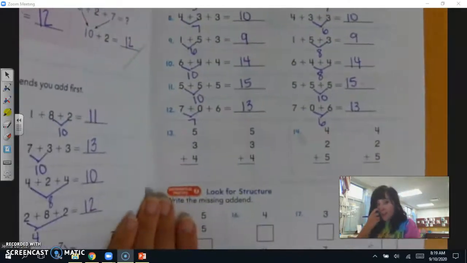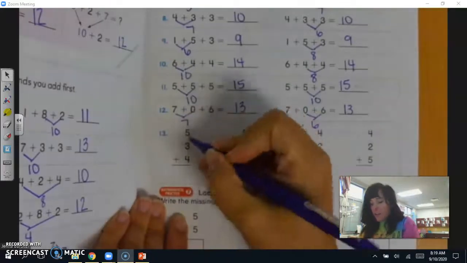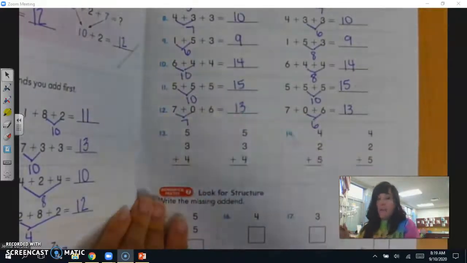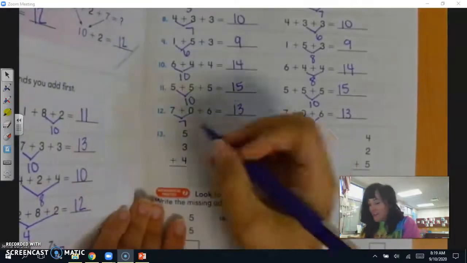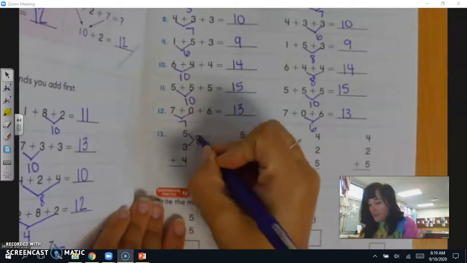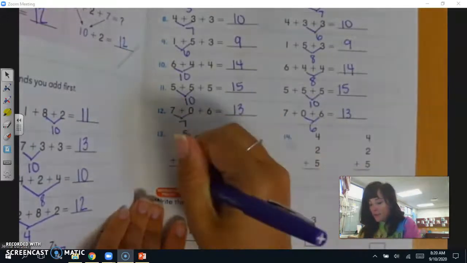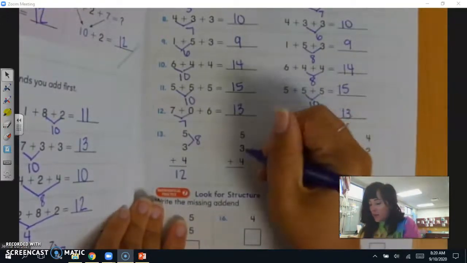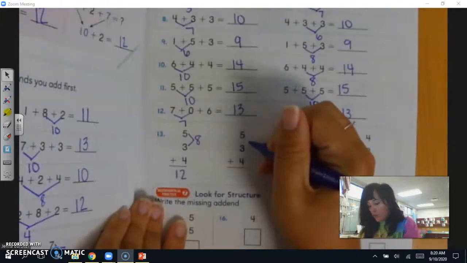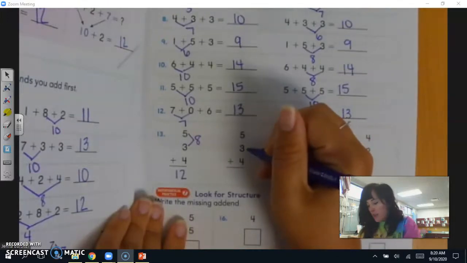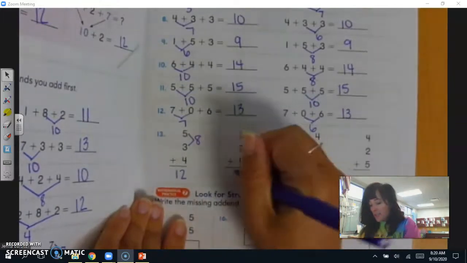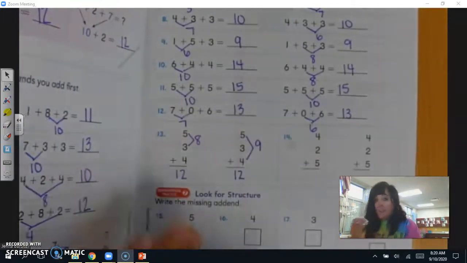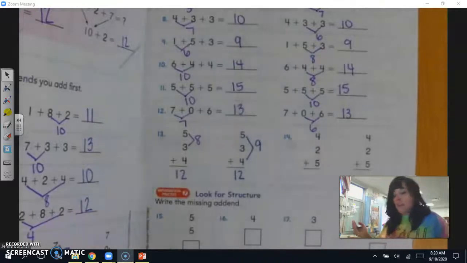All right, number 13. It's just, again, the same thing. Instead of horizontally, it's vertically. So we'll do 5 plus 3, that equals 8. 8 plus 4 equals 12. Okay, we could also do, which way do I want to do this? I'm going to do 5 plus 4, because I know that equals 9. 9 plus 3 equals 12. Again, it doesn't matter what order, right? It can be anything, you're going to get the same answer.